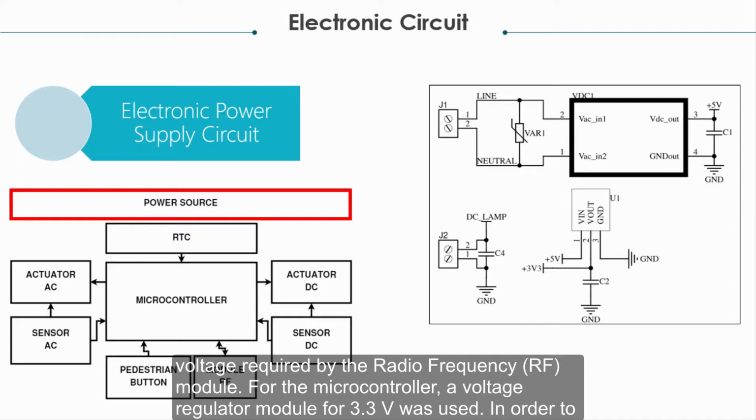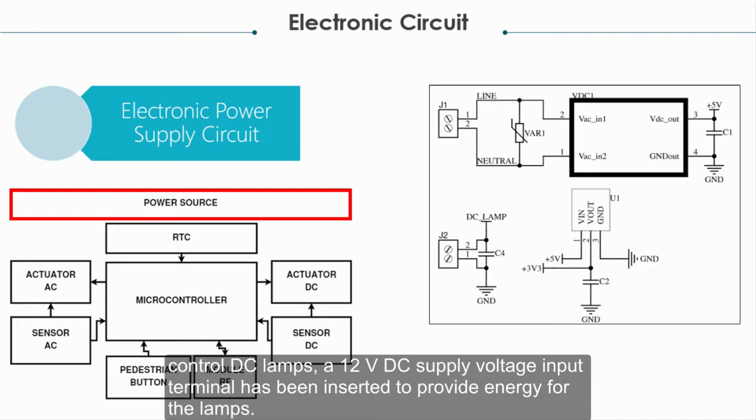For the microcontroller, a voltage regulator model for 3.3 volts has been used. In order to control DC lamps, a 12-volt DC supply voltage input terminal has been inserted to provide energy for the lamps.